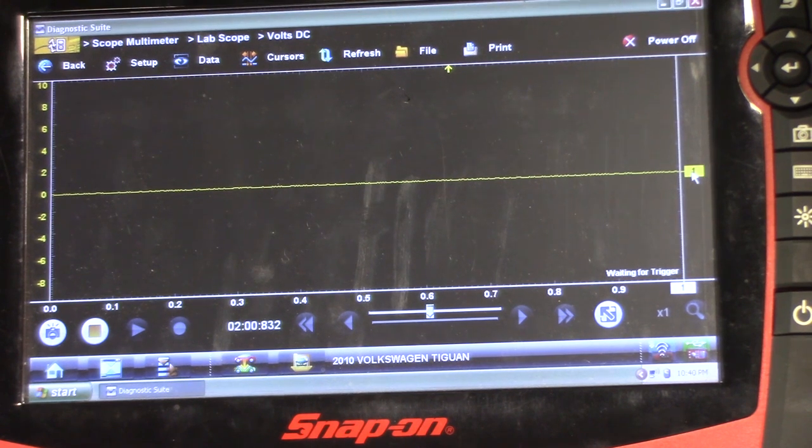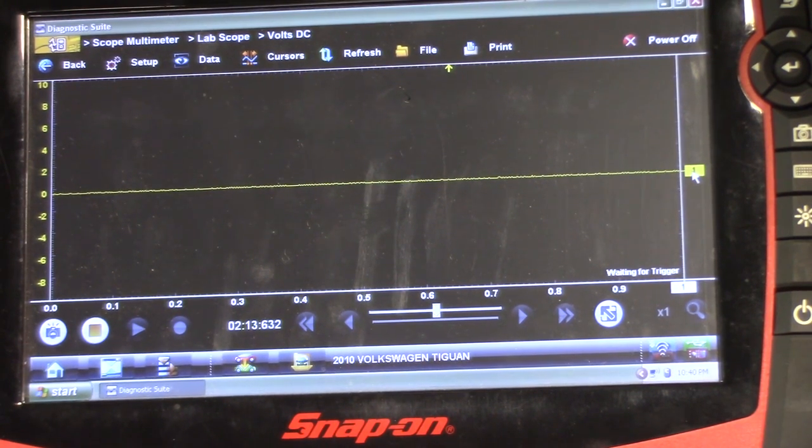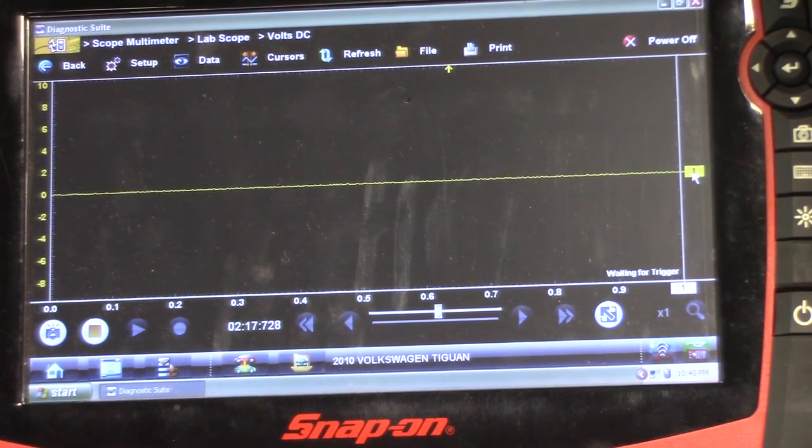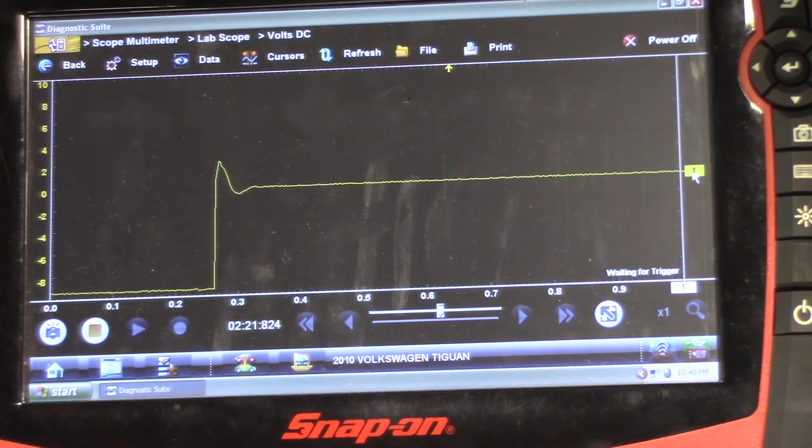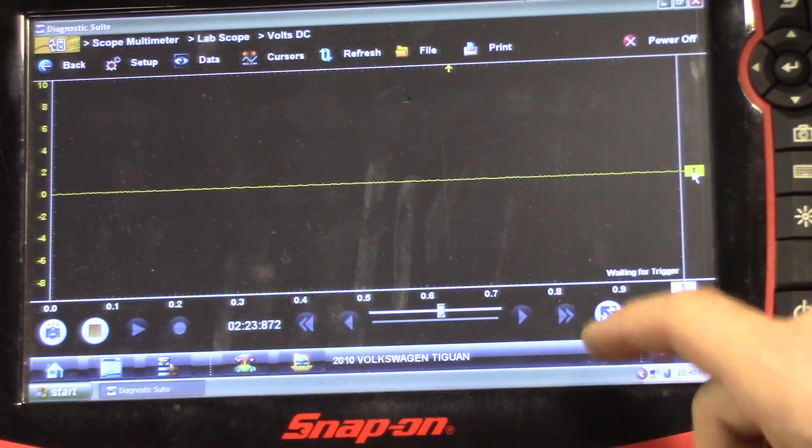I wonder if this is one of those systems where it goes into a limp mode and the computer just doesn't even try to use it. There should be some type of adaptation, I think, when you first cycle the key. I'm gonna cycle the key real quick. The key's off right now. I'll turn the key on. There we go. We got something there.